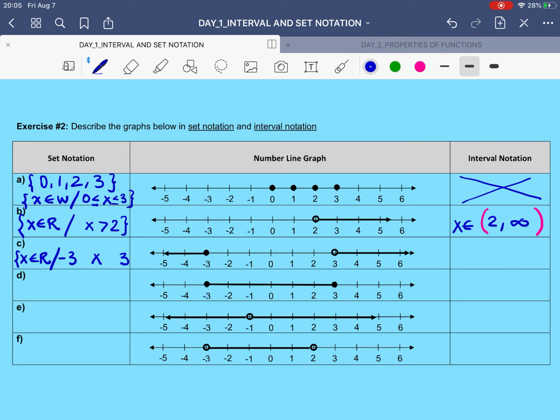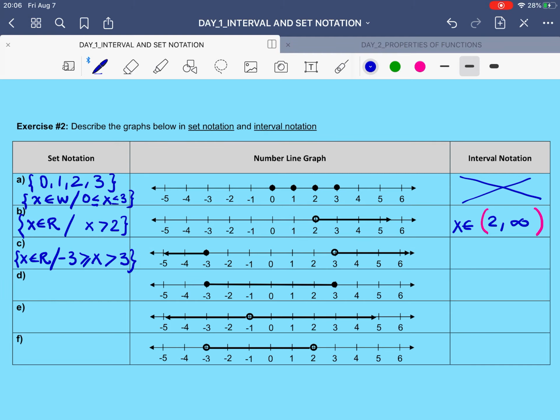Now, since x is less than negative 3, then we'll go this way. And since you see that the dot is filled in here, then we're going to say less than or equal to negative 3. And then about the next interval, we're going to say that x is bigger than 3, and 3 is not included, so x is bigger than 3.